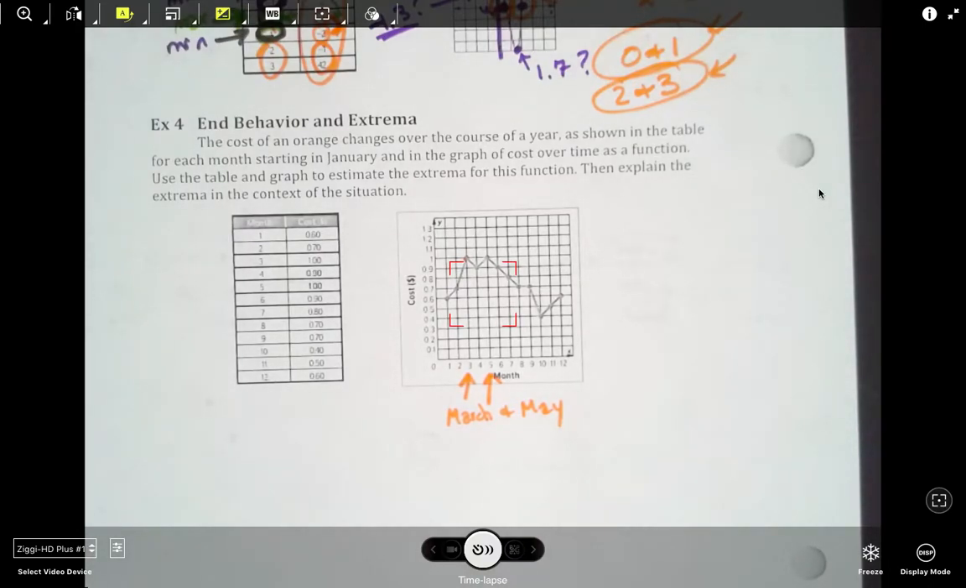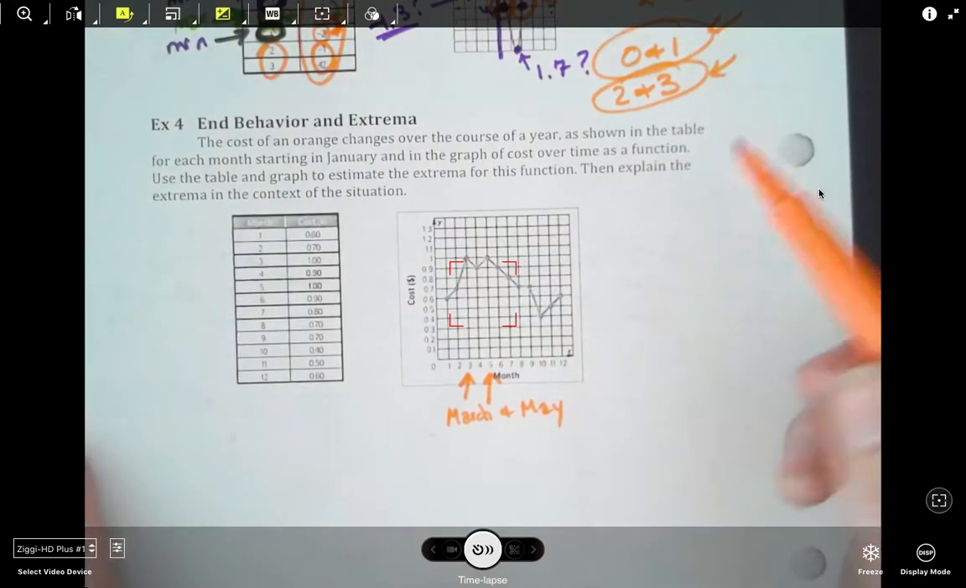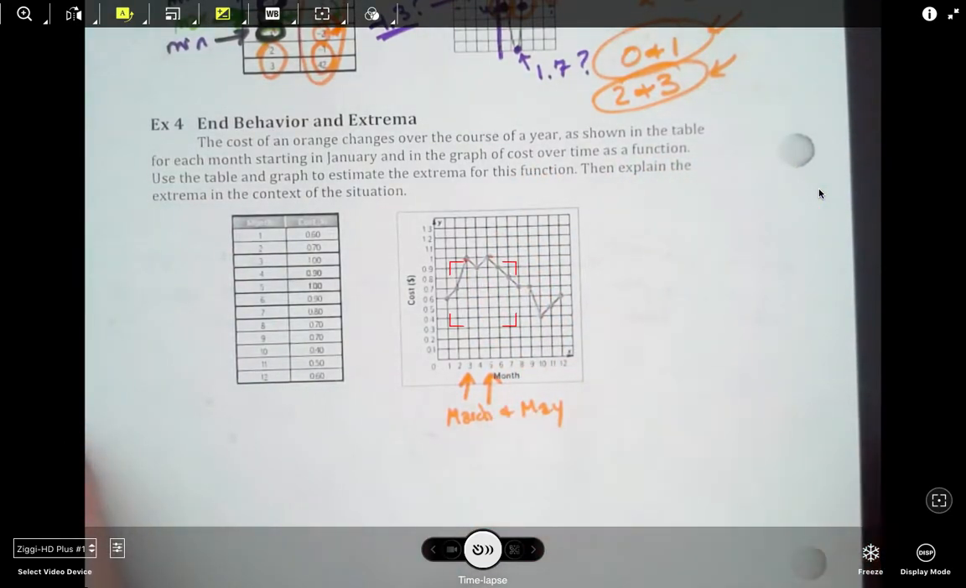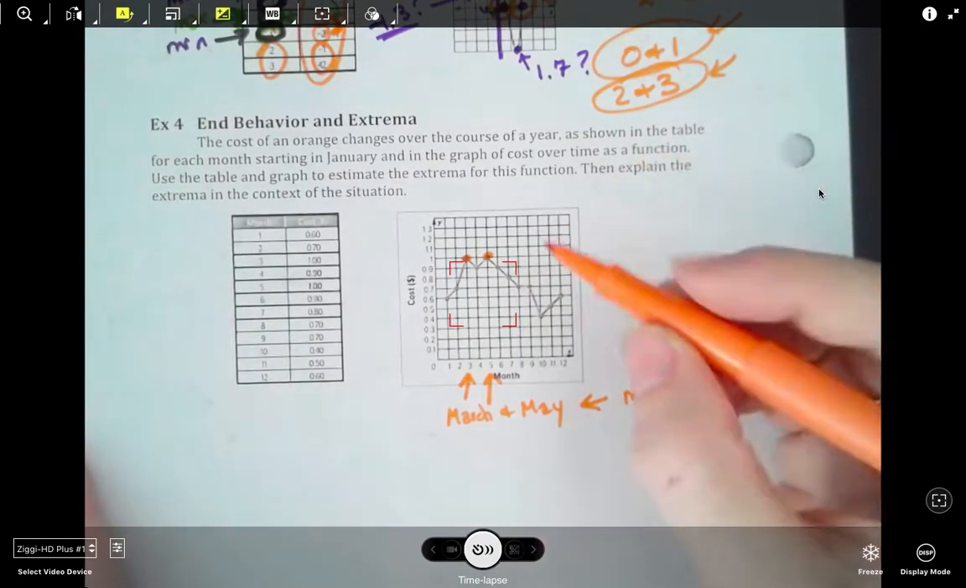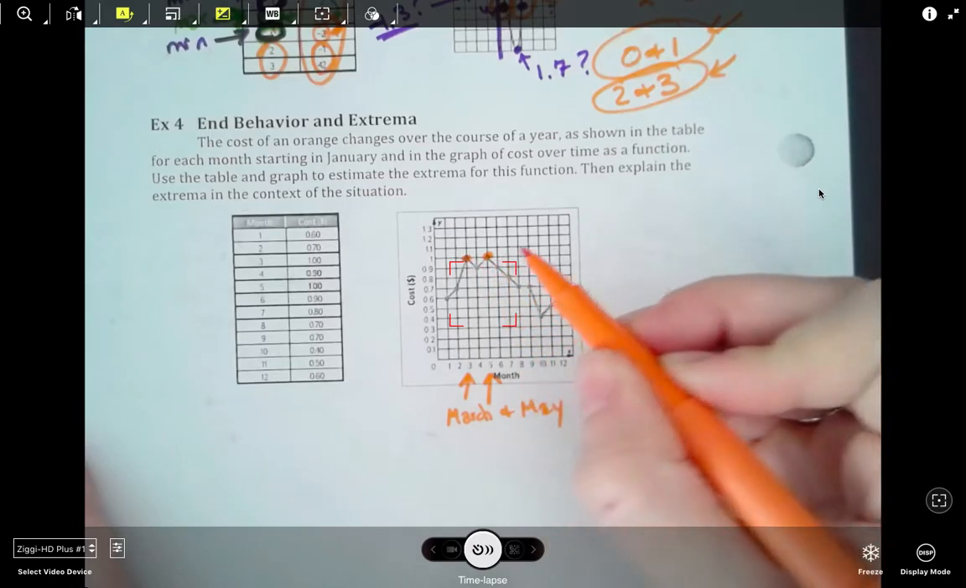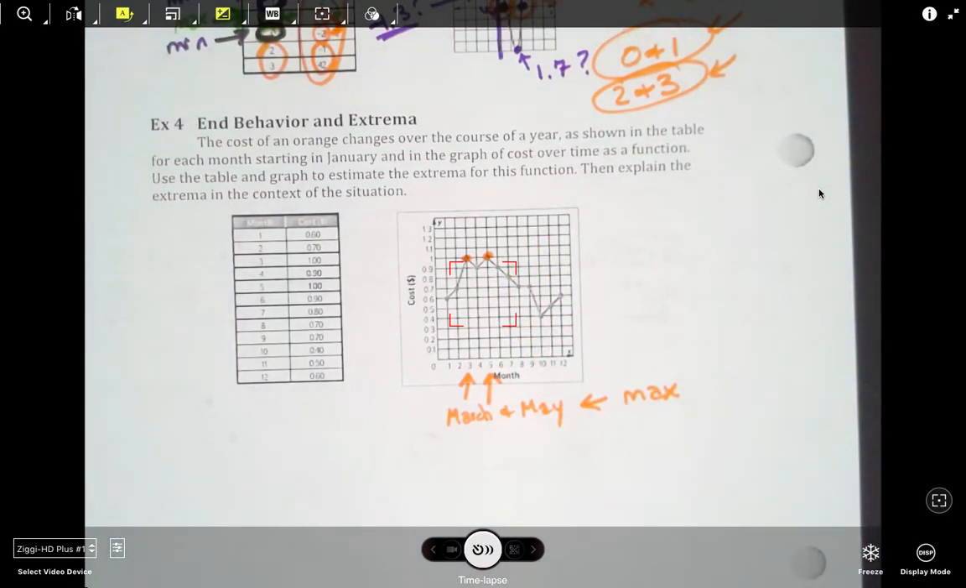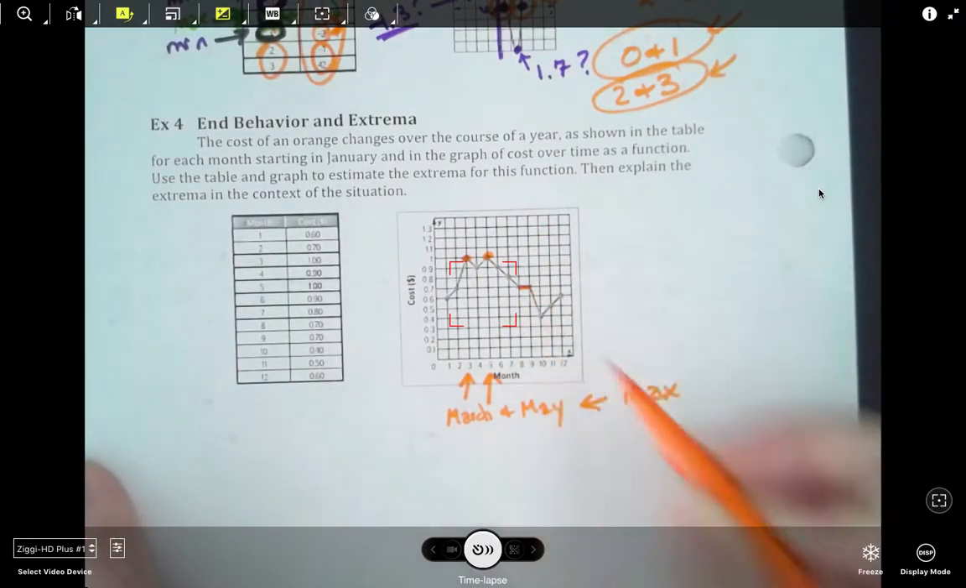So as shown in the table, for each month starting in January in the graph of cost over time as a function, use the table and graph to estimate the extrema for this function. Then explain the extrema in the context of the situation. So we just said March and May were really high points, right? March and May are maximums. And let's see, do we have any other maximum points or really high points relative to anything else around it? No. Not really. We don't have a place where it's going up and then coming back down. This one's going down and then it's staying the same and then it's going back down again, okay?